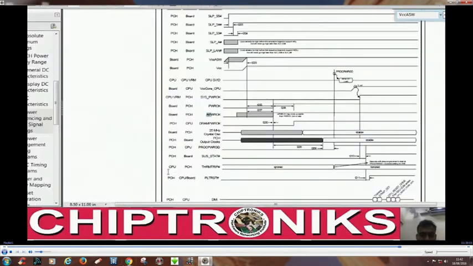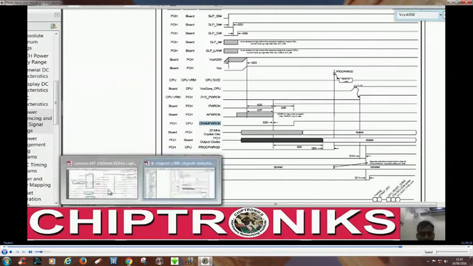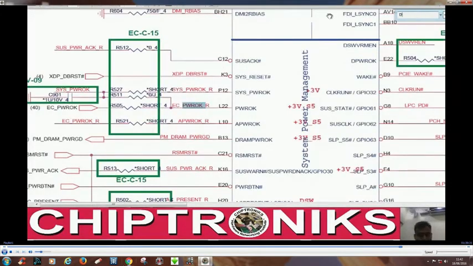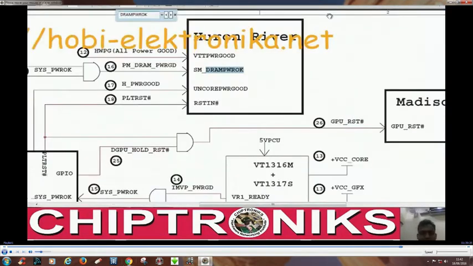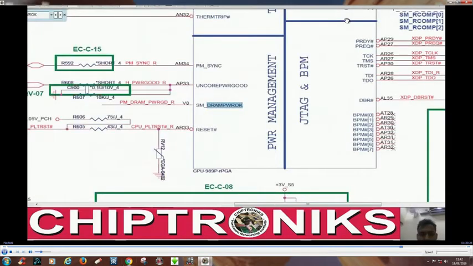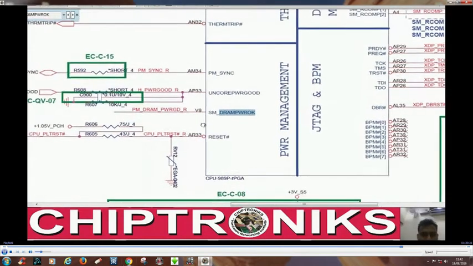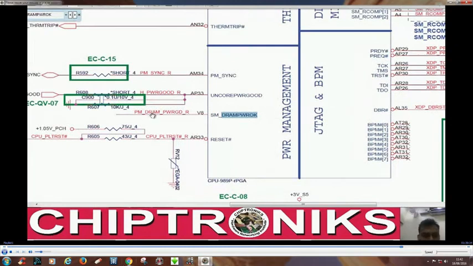So this EC power okay is feeding to the PCH, and after the PCH gets power okay and PWR okay, the PCH will generate DRAM power okay. You can see over here the PCH will generate DRAM power okay, and you can see this DRAM power okay is connected with PM DRAM power board. So this is provided by the PCH, right? This is provided by the PCH.